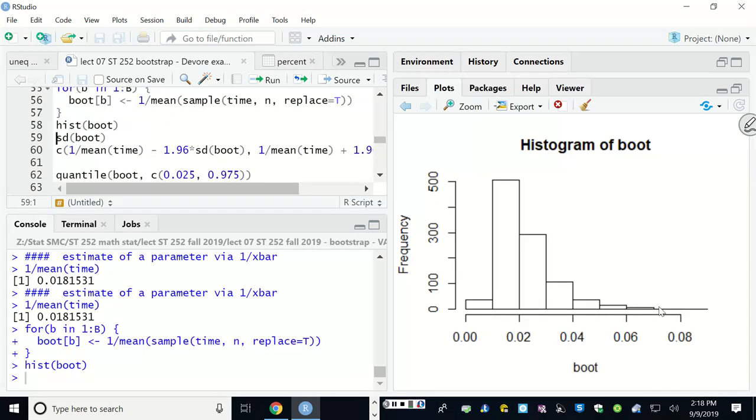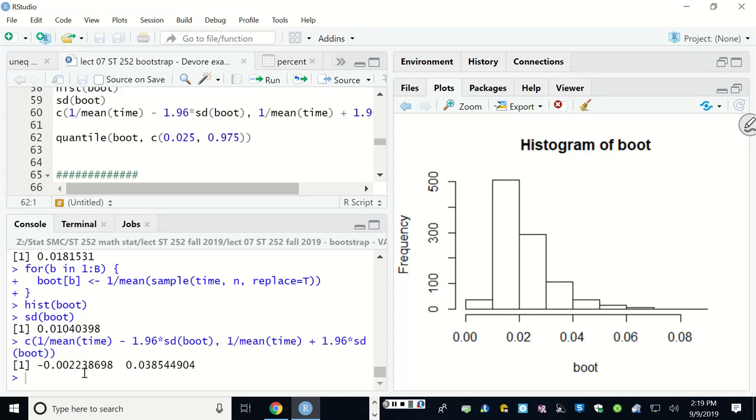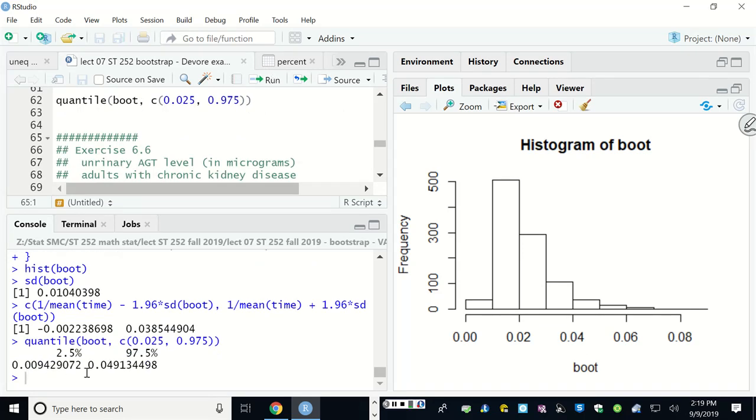Here's the histogram of my Bootstrap samples. The standard deviation of those is 0.104. If I take plus or minus 1.96, it happens to go negative. Now, the lambda parameter has to be positive, so you would probably truncate at 0, or you'd use the quantiles. If you use the quantiles, you get 0.009 and 0.049.